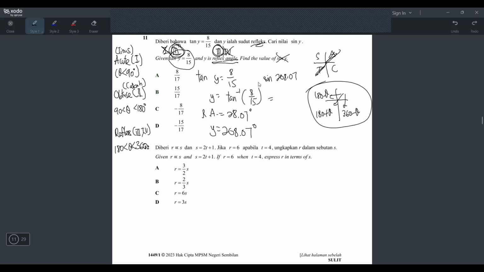But I will use my calculator and press sine answer. So let's press sine, use the answer button. So it gives me negative 8 over 17 in my calculator. So do you get the same? So that will be the answer, right? So make sure you use the answer button.